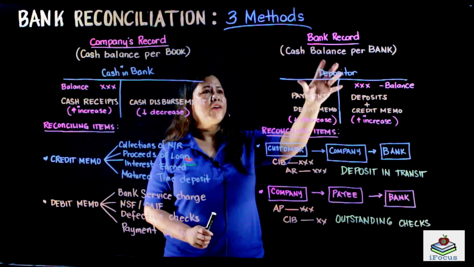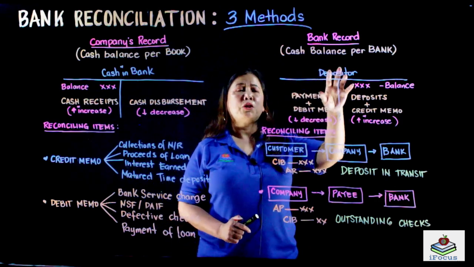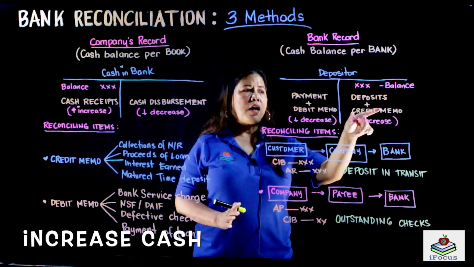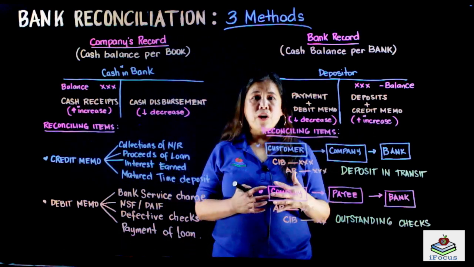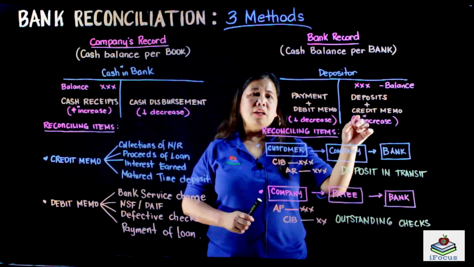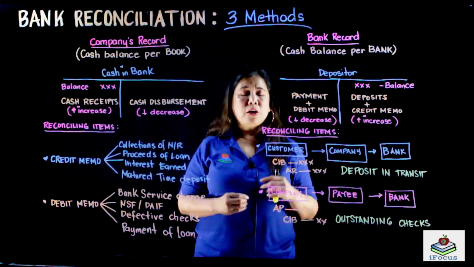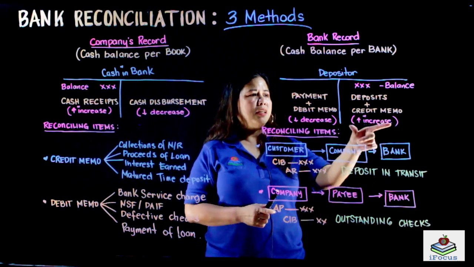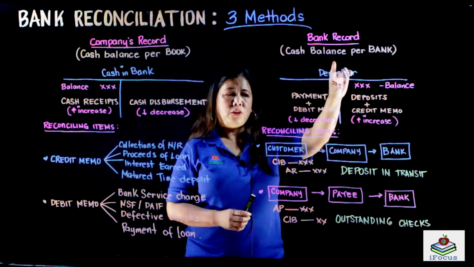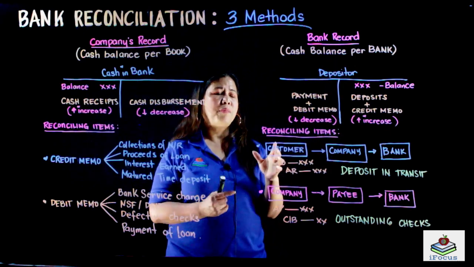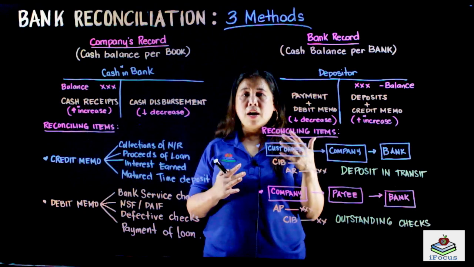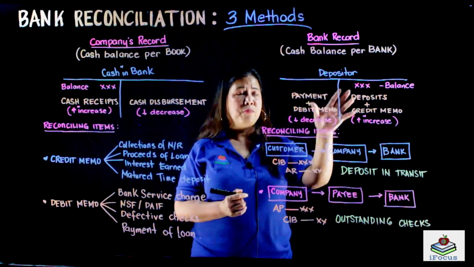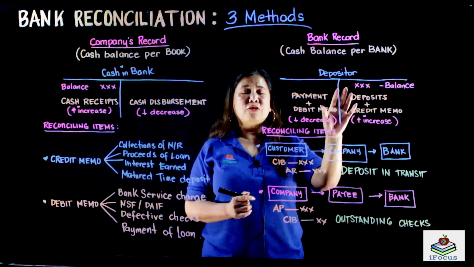Dito naman sa bank record, ito ang ating cash balance per bank. Sa depositor's account, nag-i-increase ang ating cash kapag nagkaroon tayo ng deposits from the company, plus the credit memos. Mga credit memos, mga collections ng notes receivable, proceeds of the loan, nag-i-increase ang account ng depositor. Nagdi-decrease naman siya kapag meron tayong mga payments, yung mga cheque na in-issue ng company, binabayaran ng bangko, binabawas natin yan sa account ng depositor.